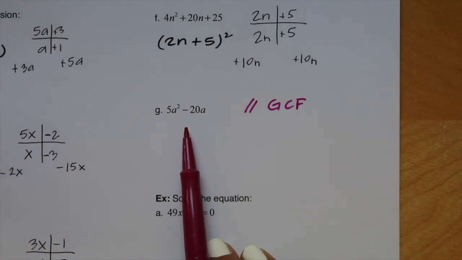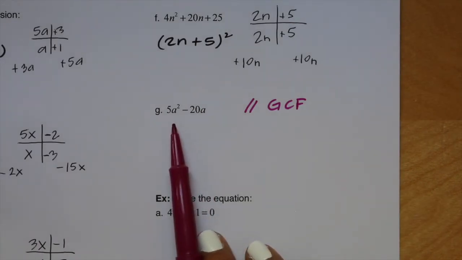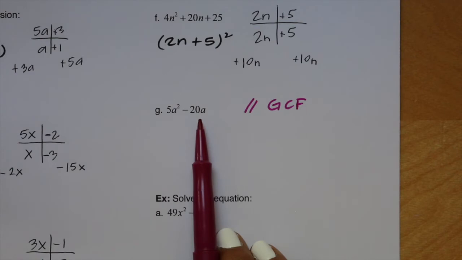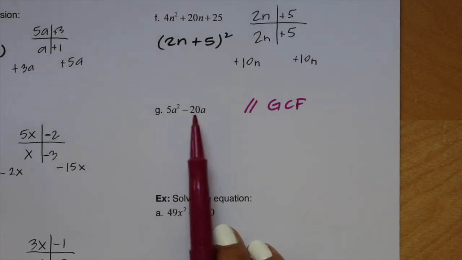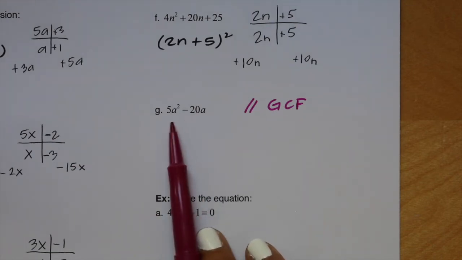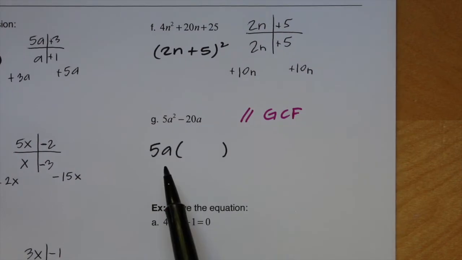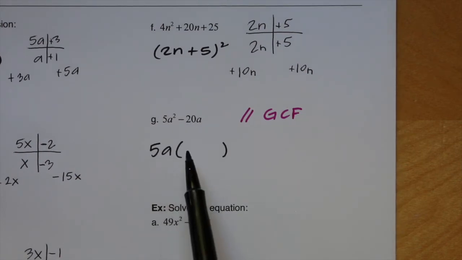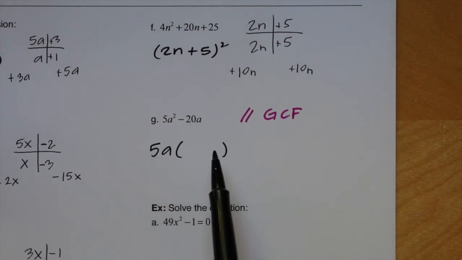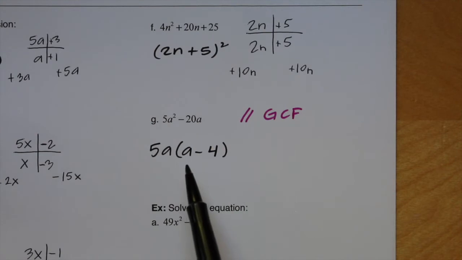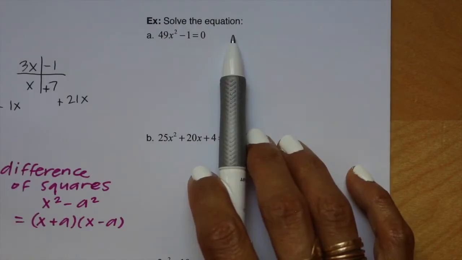This last factoring example, you'll notice it's only 2 terms, not 3. So I'm glancing at it and I'm noticing we're going to use a GCF, the greatest common factor. What you want to do is ask yourself, what do both terms have in common that we can factor to the front? They both have a 5a. So if we factor out 5a, you're left with a minus 4. Then there's our answer.